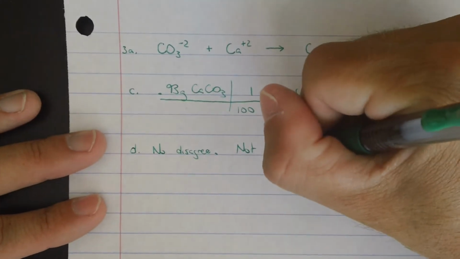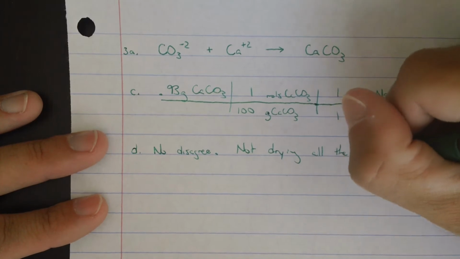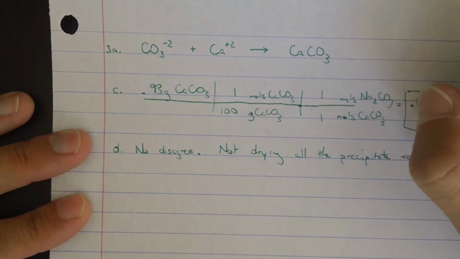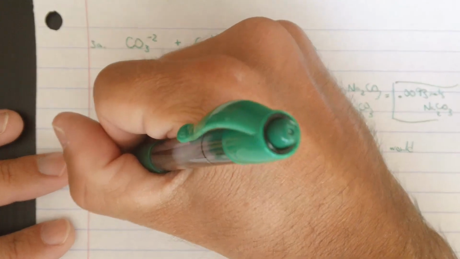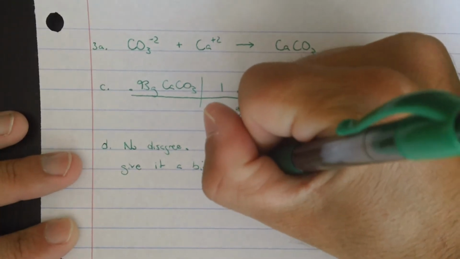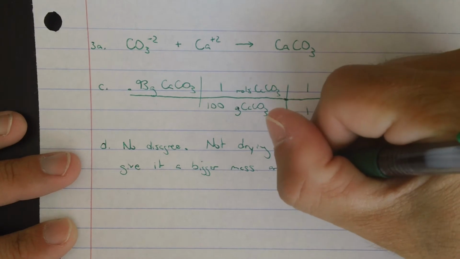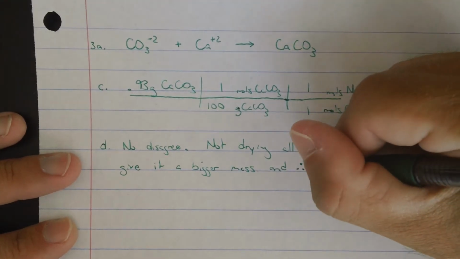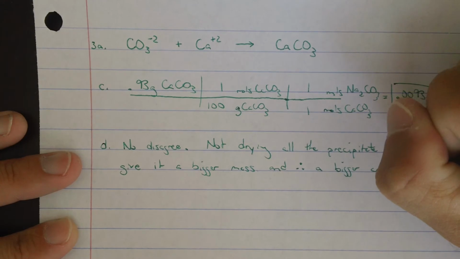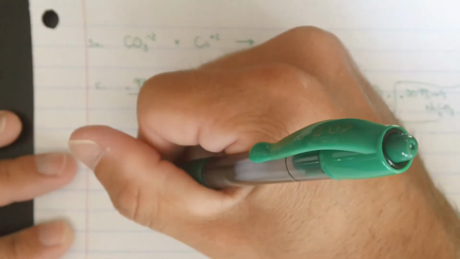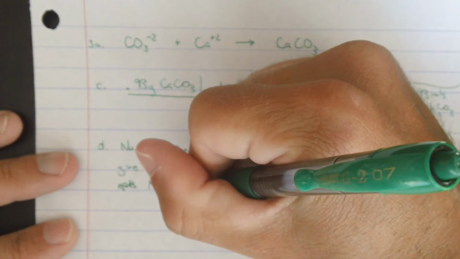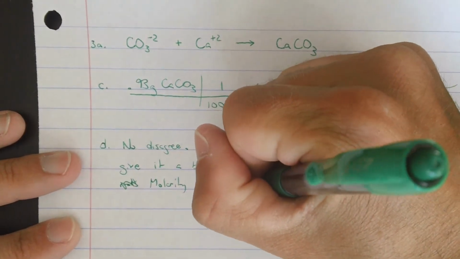Not drying all the precipitate would give it a bigger mass. And therefore, a bigger calculated moles. I'm going to put calculated molarity because that's what the question asks. Calculated molarity of Na2CO3.